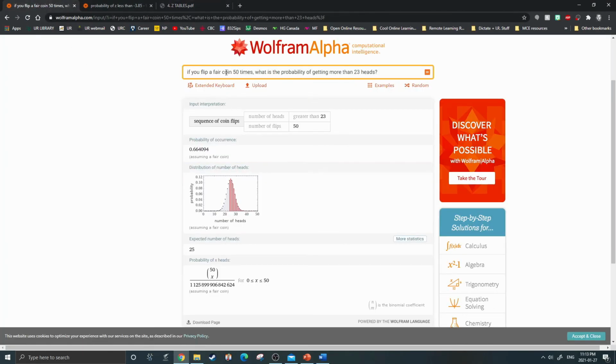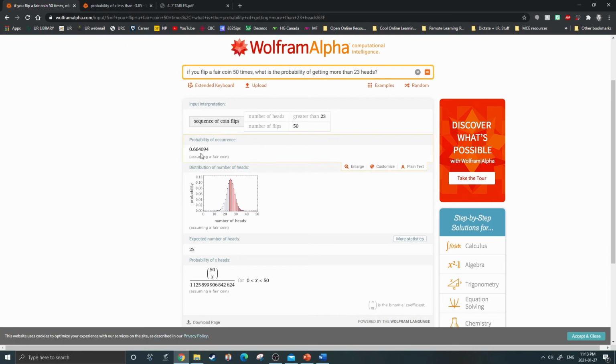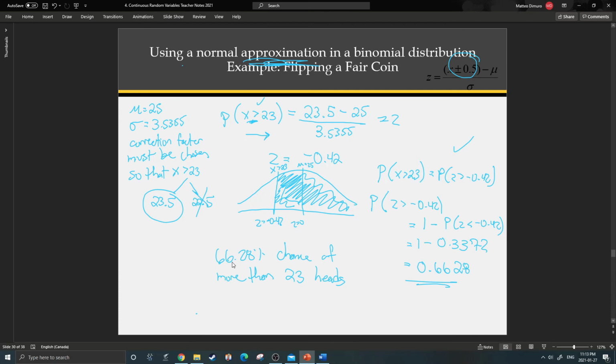and I went and found out the actual probability. So if you flip a fair coin 50 times, what's the probability of getting more than 23 heads? So sequence of coin flips, greater than 23 with 50 flips. Check out this probability. 66.4. Here's a normal distribution. We're looking for the area to the right, so it's highlighted in red. 66.4. What did we get? 66.28. We are pretty dang close using this approximation. Yeah! Woo! It's amazing. Okay, so it works. The normal approximation method works. You must have all this work, okay?